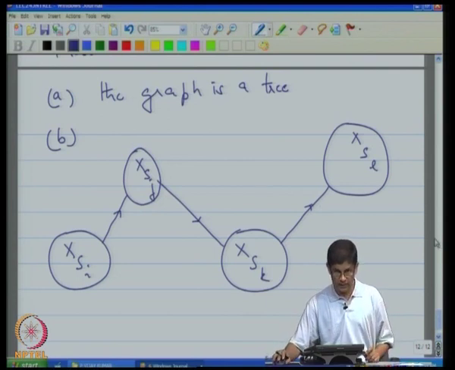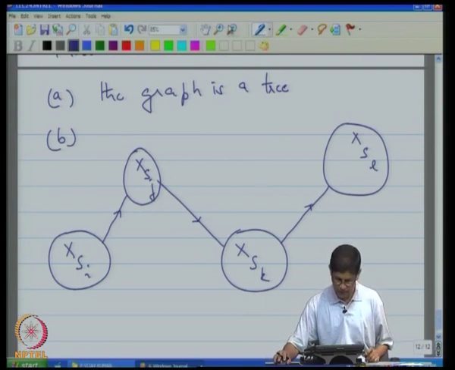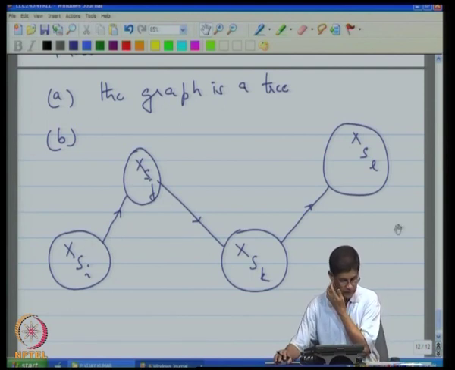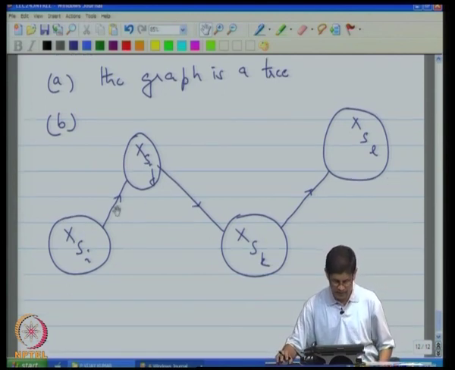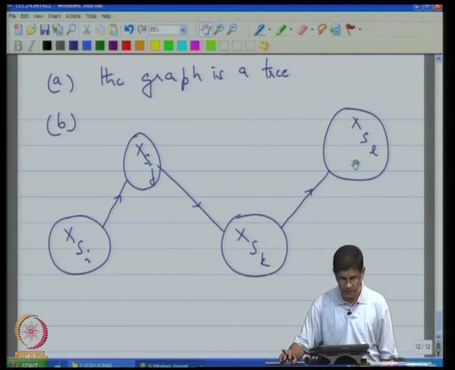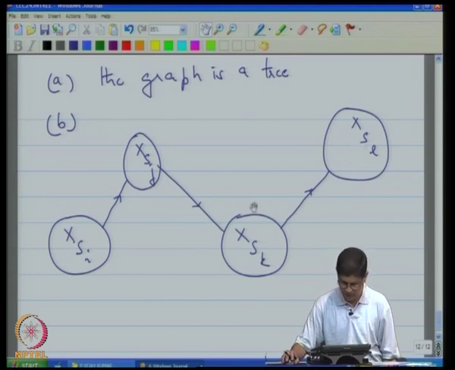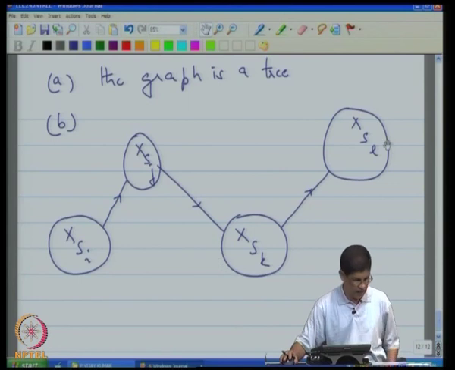That is, in the graph, you see that these are some vertices that are associated with the local domains, and you are actually going from XSI to XSL via a sequence of edges. And what the second requirement says is that if there is a variable that is in the intersection of Si and Sl, then that variable must be present along every one of the nodes that lie on the unique path between Si and Sl.